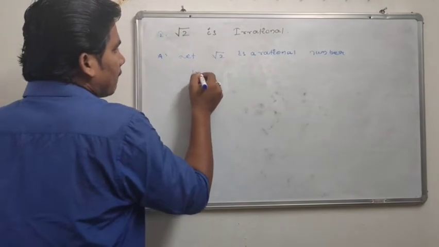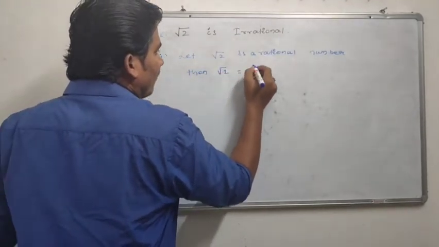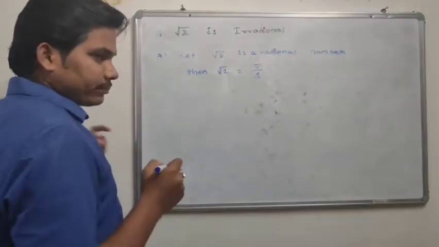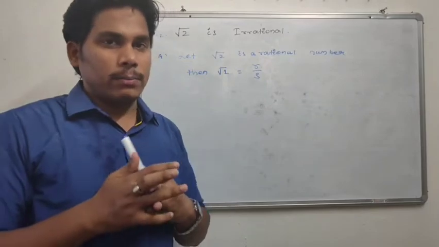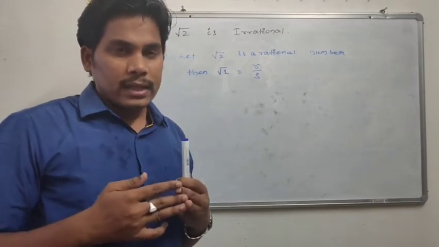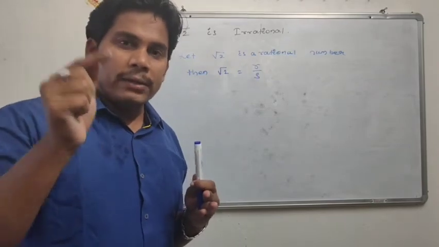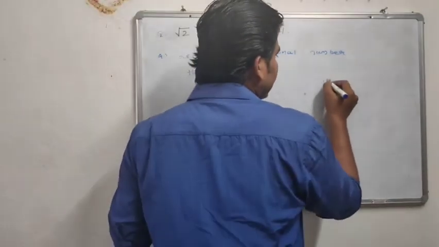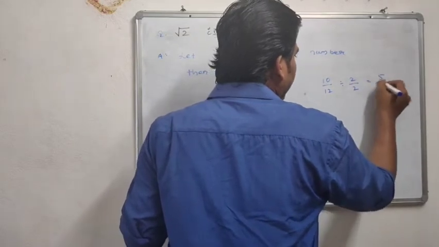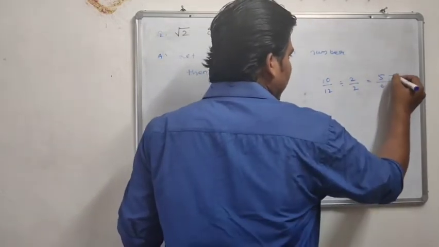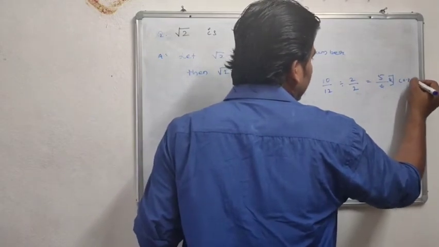Then root 2 equals r by s. Let's think r by s is some number. Let's take 10 by 12. Then you can simply say, if you divide this 10 by 12 by 2, then what will we get? 5 by 6. And 5 and 6 both are co-primes.